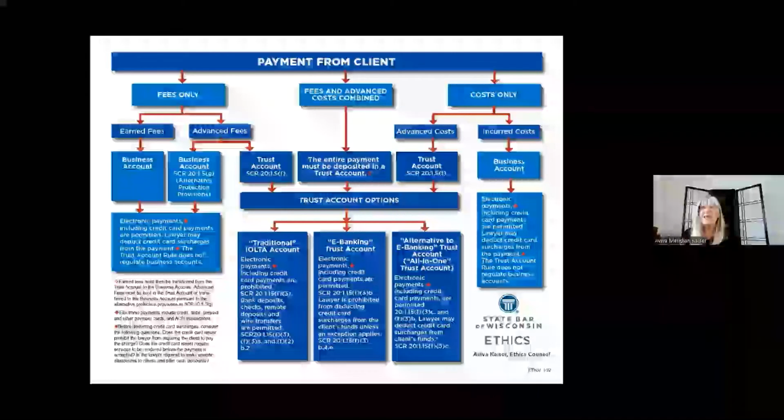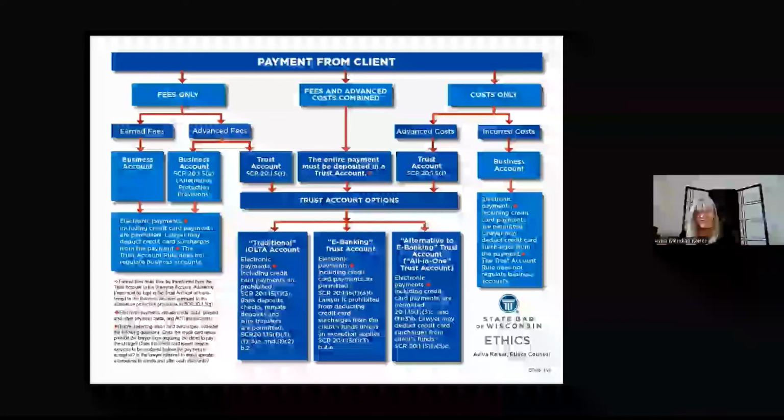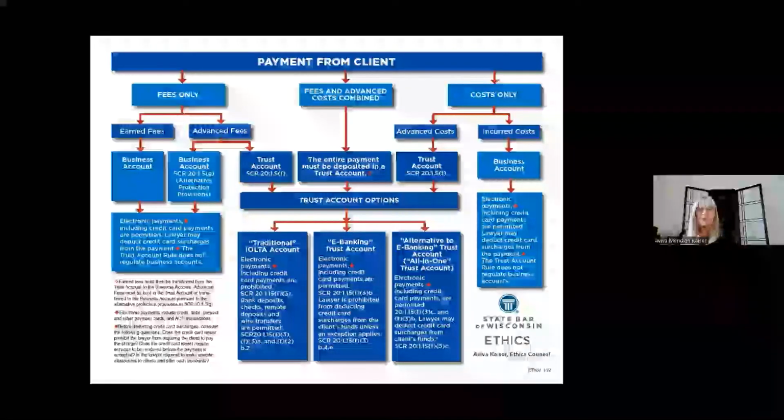Now let's talk about what kind of payments can be deposited in that business account. We'll start with payments for earned fees. A payment for earned fees must be deposited in a business account. It belongs to the lawyer. The lawyer earned that payment. Payment for advanced fees that are subject to the alternative protection provision that you find in the fee rule at 1.5G may be deposited as well in your business account.